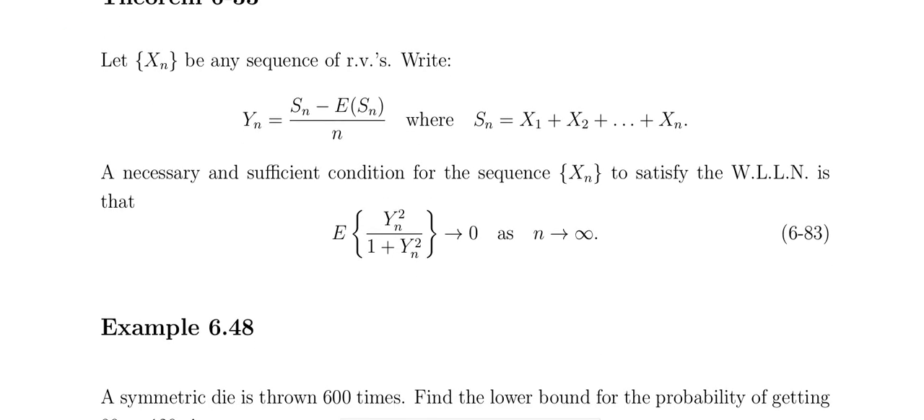Xn is any sequence of random variables, and yn is defined as Sn minus expectation of Sn, divided by n, where Sn is the sum of the n random variables. The necessary and sufficient condition for the sequence Xn to satisfy the weak law of large numbers is also very important. When you define yn equal to Sn minus E of Sn divided by n, the expectation of yn square divided by 1 plus yn square converges to 0 as n tends to infinity.